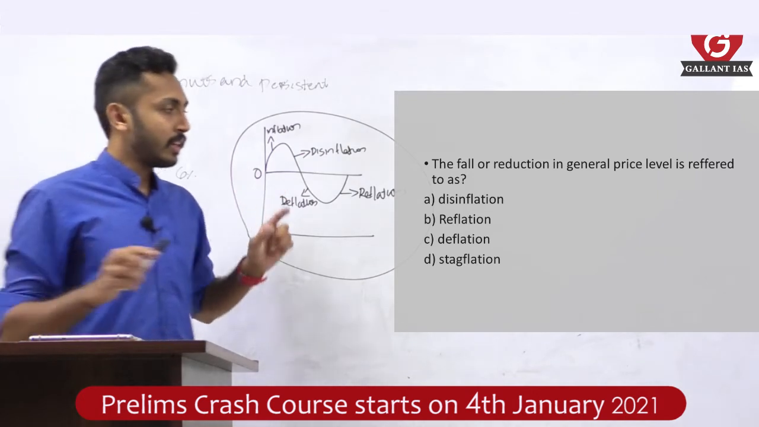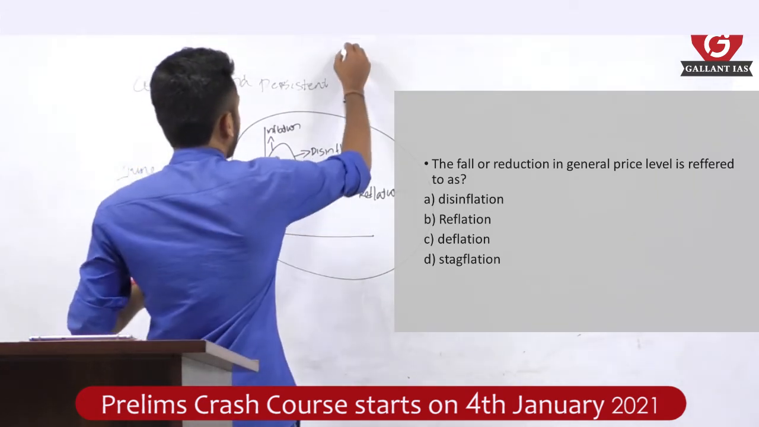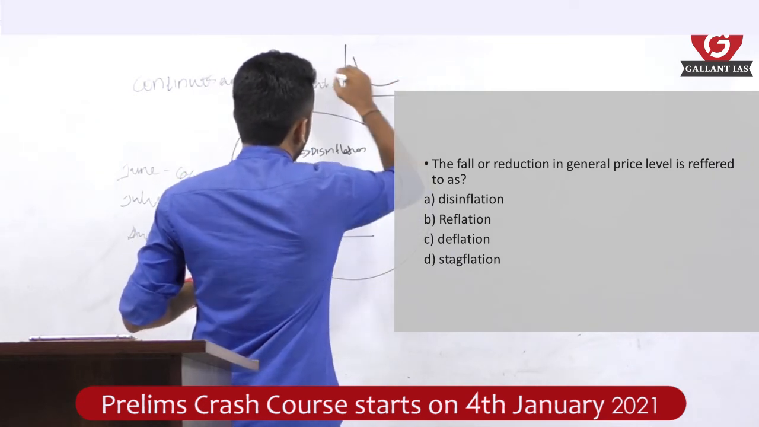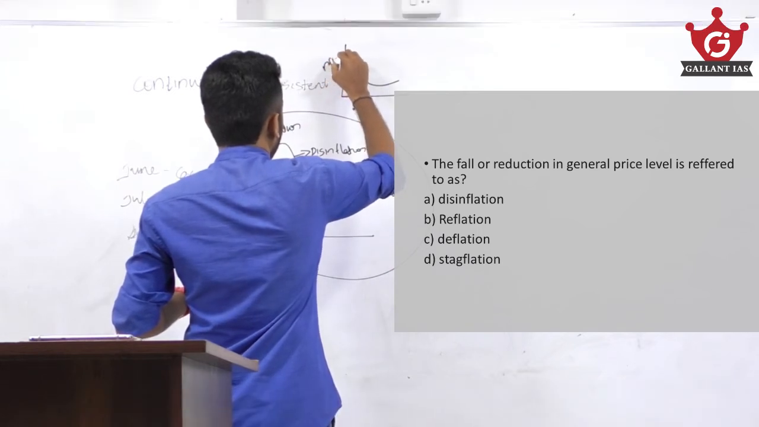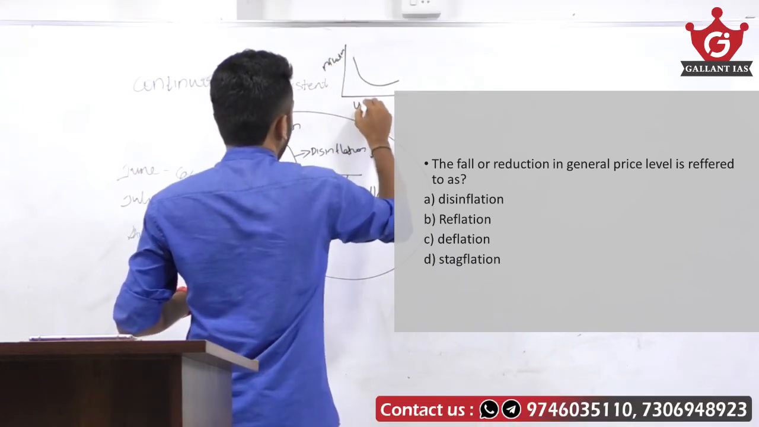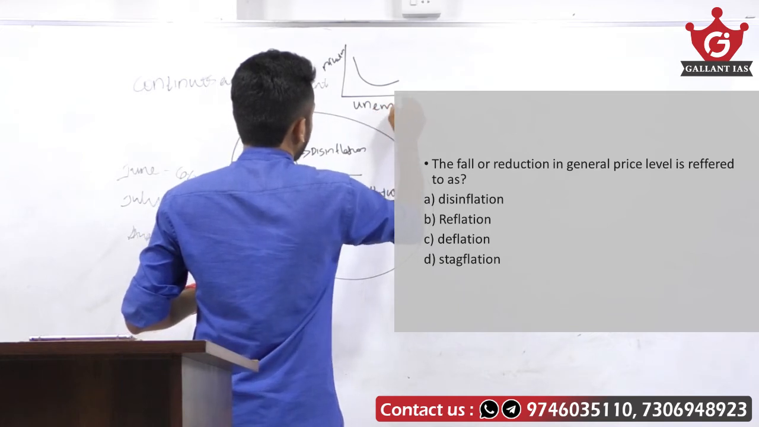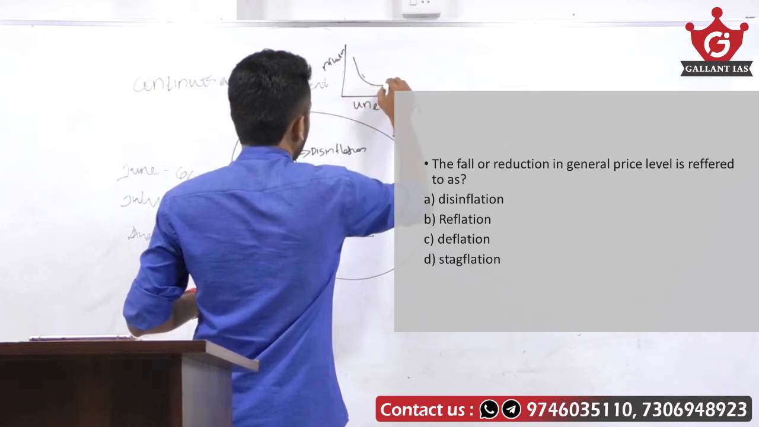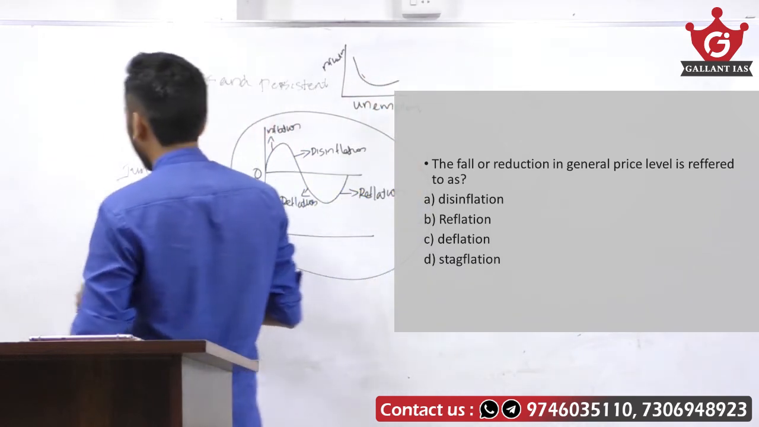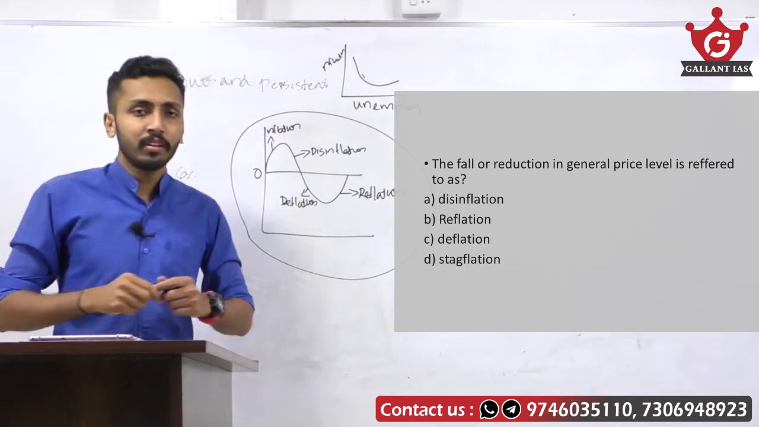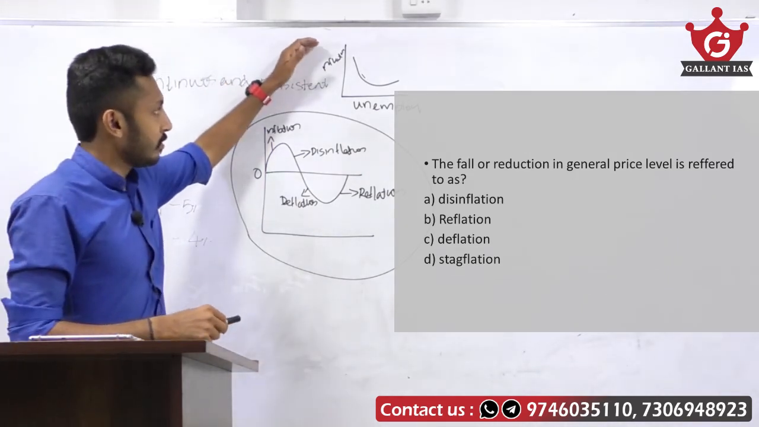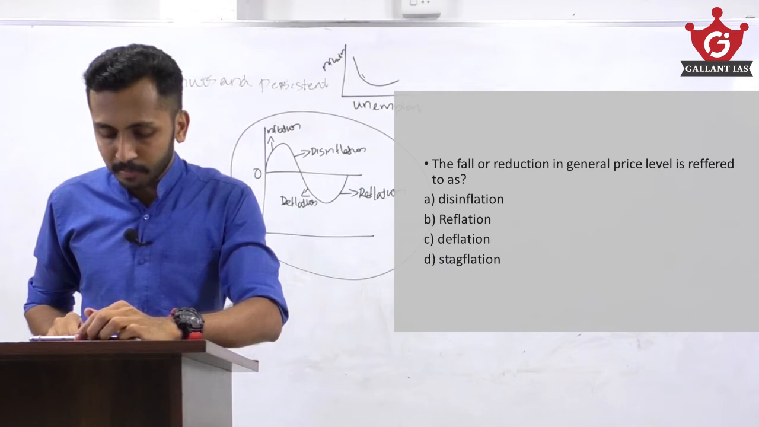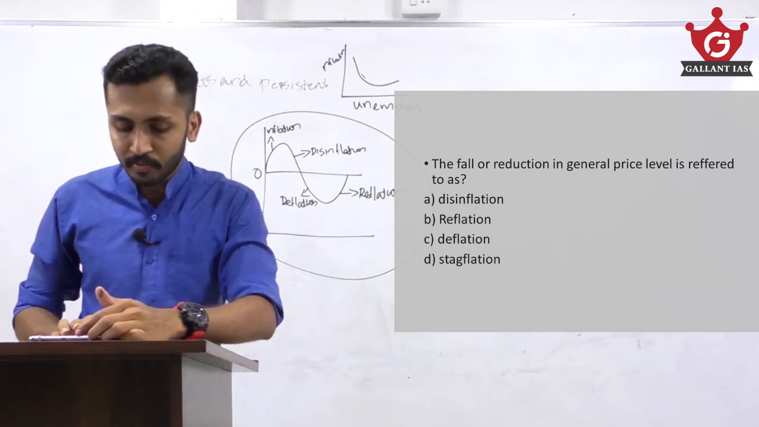So, there is a negative relationship between inflation and unemployment, and that is depicted through the Phillips curve like this. Inflation and unemployment. When inflation is going up, the unemployment rate goes down. When inflation goes down, the unemployment rate goes up. This scenario is what the Phillips curve depicts.